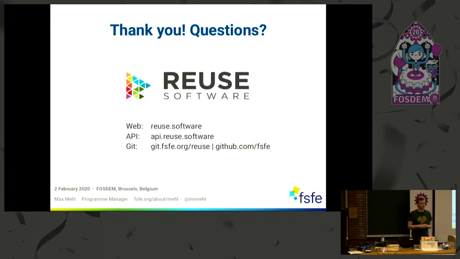Any more questions? There could also be different licenses within a file, right? Like Stack Overflow, you can copy code from there as long as it's attributed or things like that. Does REUSE handle any of that?